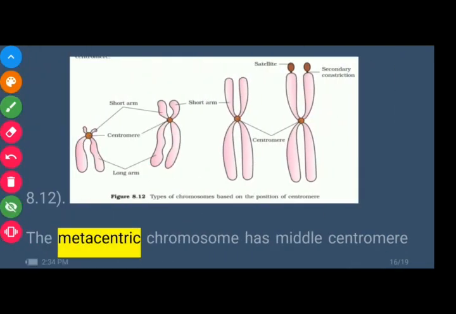These are the last two types of chromosome, telocentric and acrocentric. In the acrocentric, the centromere is present near the end, forming one very short arm and one very long arm. So all these are the four types of chromosome, which depend on the position of the centromere.